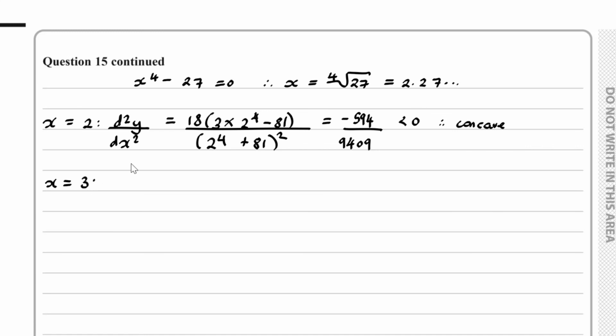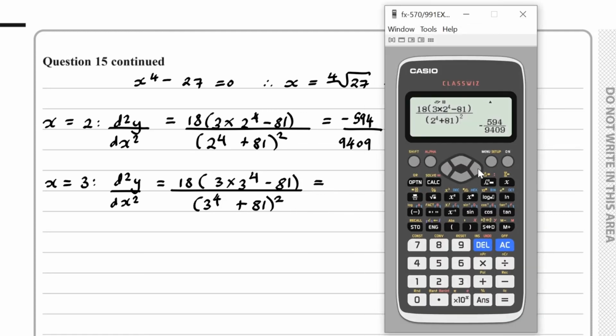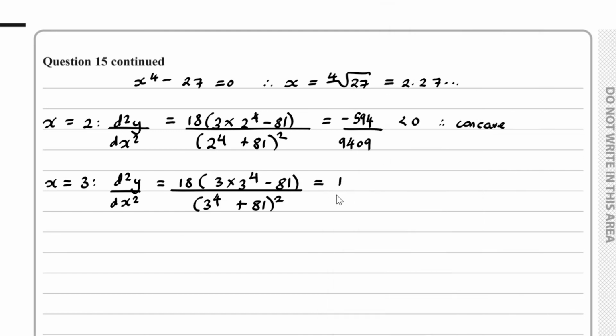And when x is equal to 3, something above this value, d squared y over dx squared is equal to 18 lots of 3 times 3 to the power of 4 minus 81 over 3 to the power of 4 plus 81 squared. If we work this value out, we end up with 1 over 9. And we see that this is greater than 0, so therefore we have something which is convex.